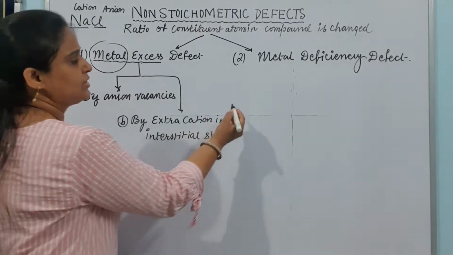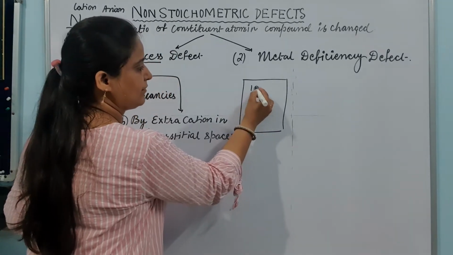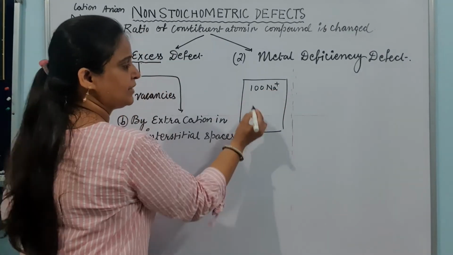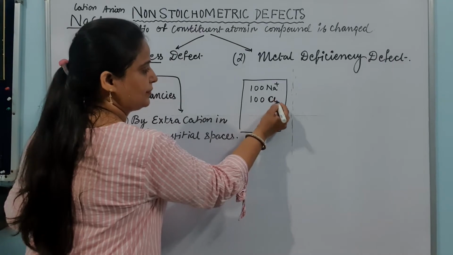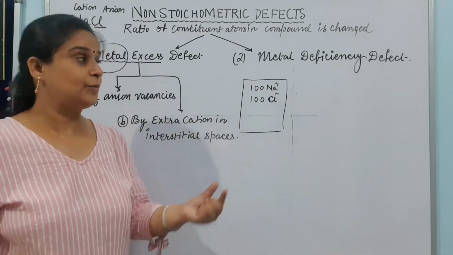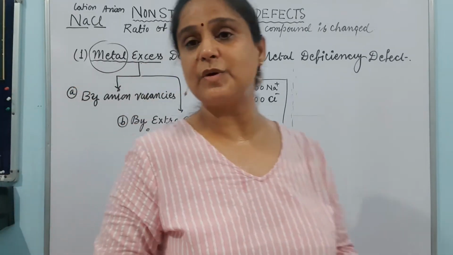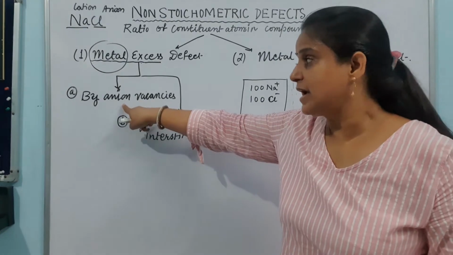I can let you know this by using a simple concept. Suppose you are having 100 cations and 100 anions in this crystal. Anyhow, I have to make it in excess, meaning I have to show the excess defect. So how is it possible? The first way is that I remove an anion.